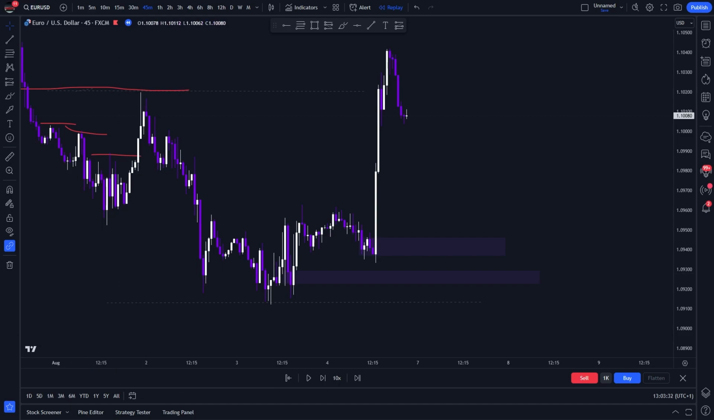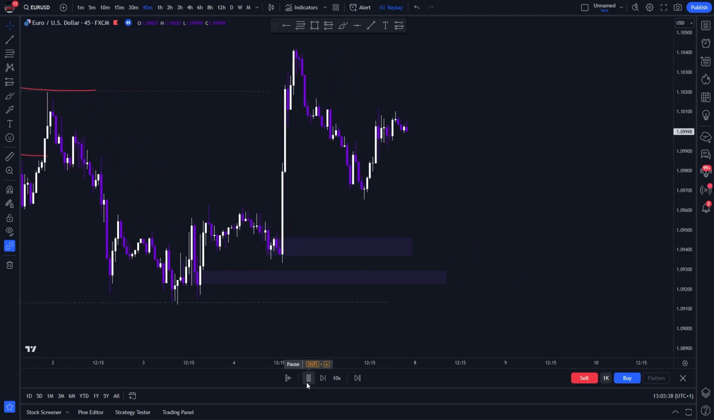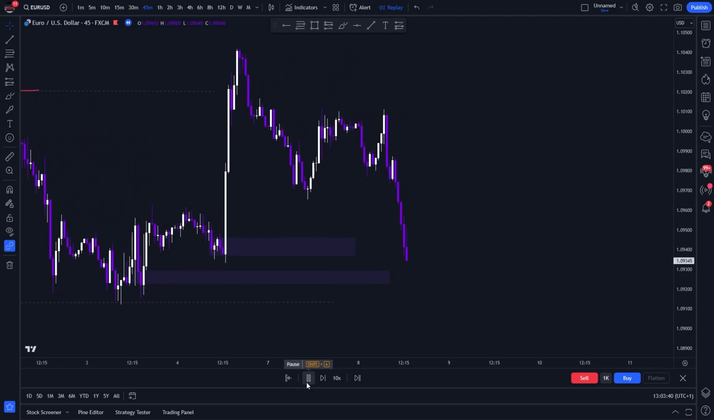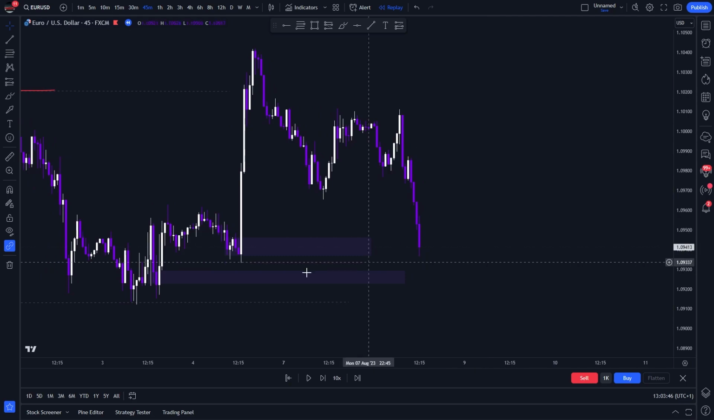So I'll wait for price to come, I'll wait for price to step down, and this is my first potential point of interest that we just tapped into. I'm going to go back a little bit lower. This is the first point of interest we just tapped into right here.